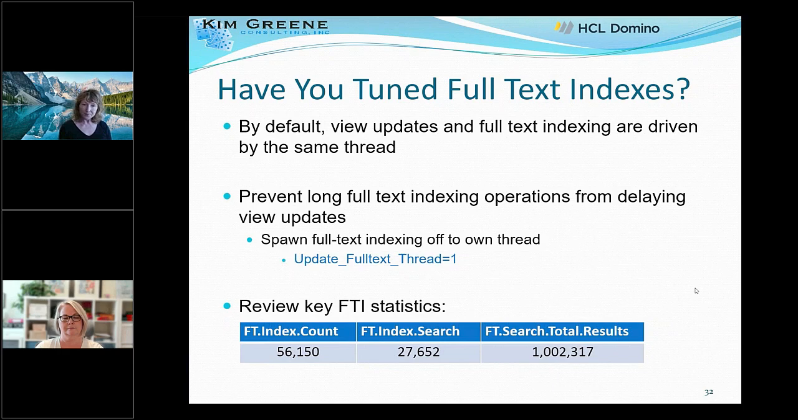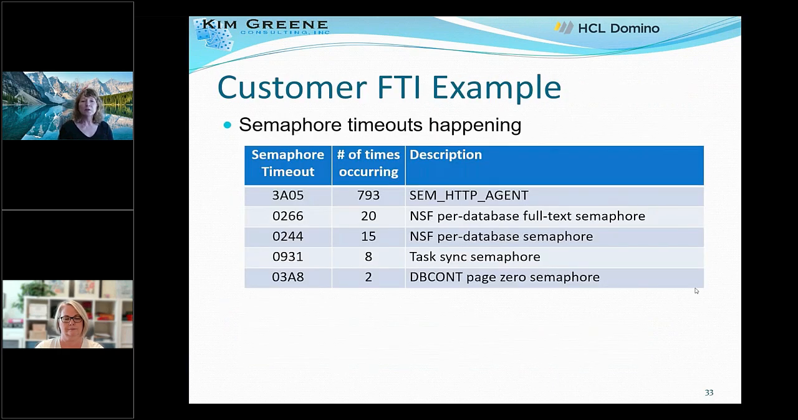So this is a customer example we had where the customer said, hey, we've got performance issues, and I started looking into the situation. I could see lots of semaphore timeouts, and 793 is actually quite high, especially for an HTTP agent. And you can see that there are full text semaphores as well. There's 20. So that's actually not a healthy server.